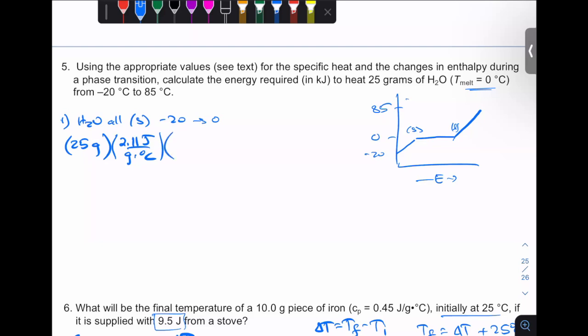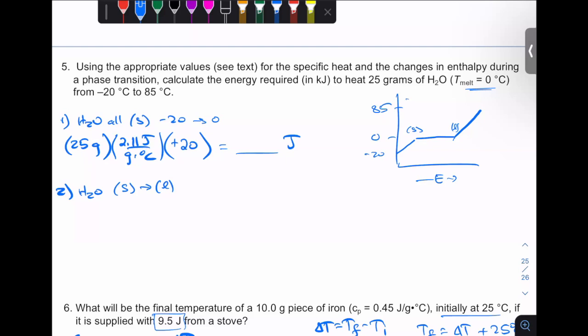And we know the delta T, T final minus T initial. So that's 0 minus -20. So this is going to be +20. And that's going to give you some answer in joules, right? And then section 2, now we're going to take H2O, and we're not changing the temperature. We're in that middle part of the curve. We're just converting from the solid phase to the liquid phase. So there's no delta T because the temperature is not changing.